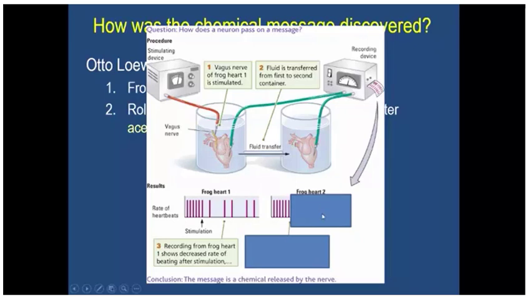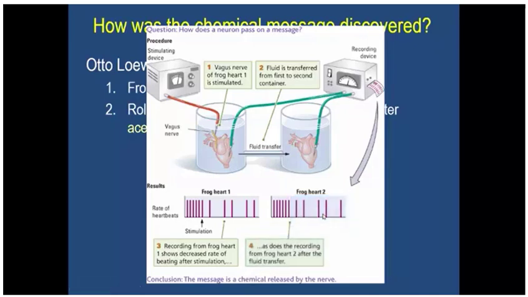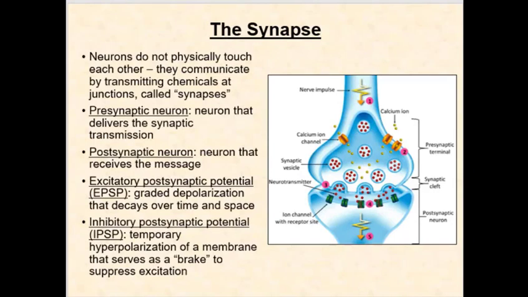What do you think is happening over here in heart 2? Do you think it decreases? Do you think it remains the same? Well, if you guessed that it decreased, you're right. This is how we discovered that the vagus nerve is releasing a chemical to cause these changes. And this chemical, following a concentration gradient, will disperse, and it will have the same impact on another heart. Kind of cool.